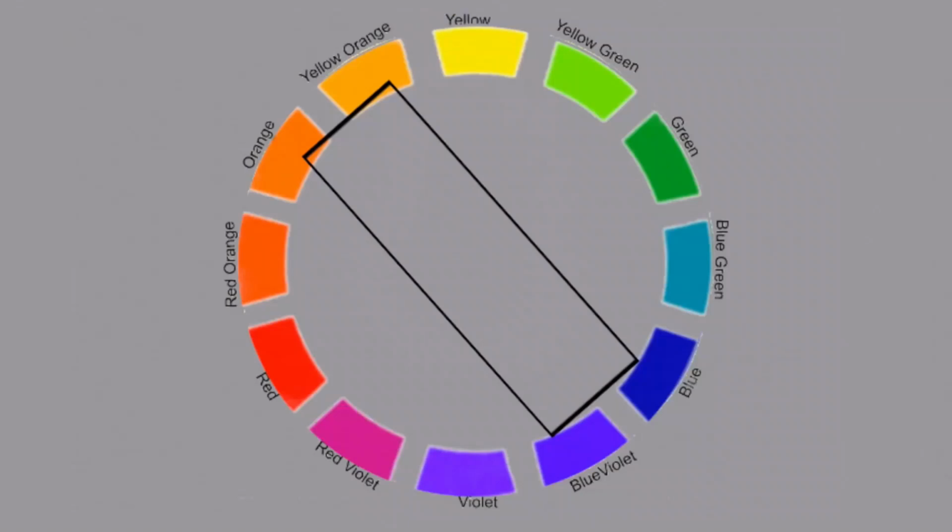Another kind of tetrad is what we would call the double analogous, where two analogous colors and their complements are selected for the colors that we use, either the colors that we use on our palette or the colors that we choose to show in our paintings. And that too can be composed of any set of analogous colors adjacent to each other and their complements.